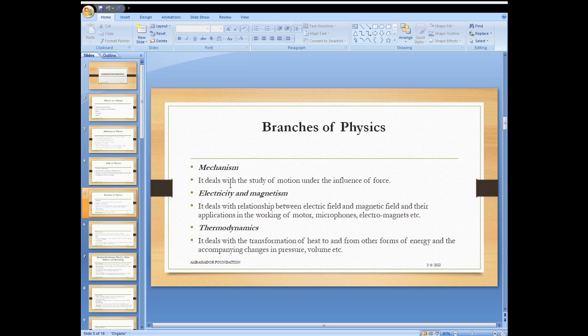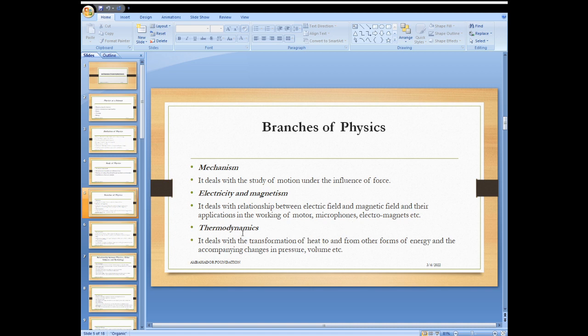Mechanics deals with the study of motion under the influence of force. For example, when you push a tire, it will move. That is mechanics. Why is it moving? Because a force has been applied onto it. Electricity and magnetism deals with the relationship between electric field and magnetic field, and their applications in the working of motors, microphones, electromagnets. This is a very interesting topic. All these branches that we are talking about are just like topics in physics.